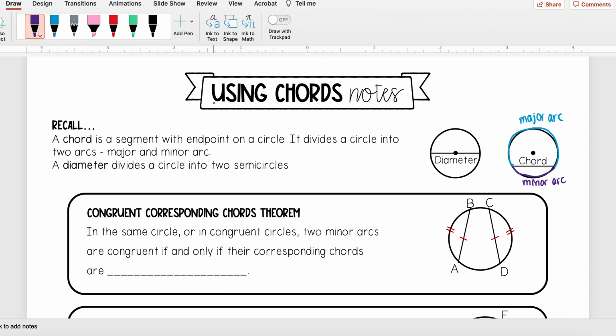A diameter, on the other hand, as we learned about before, is a special type of chord. It's a chord that goes through the center of the circle. In other words, a diameter actually divides a circle into 2 semicircles. So I see there's a semicircle here, and a semicircle here.